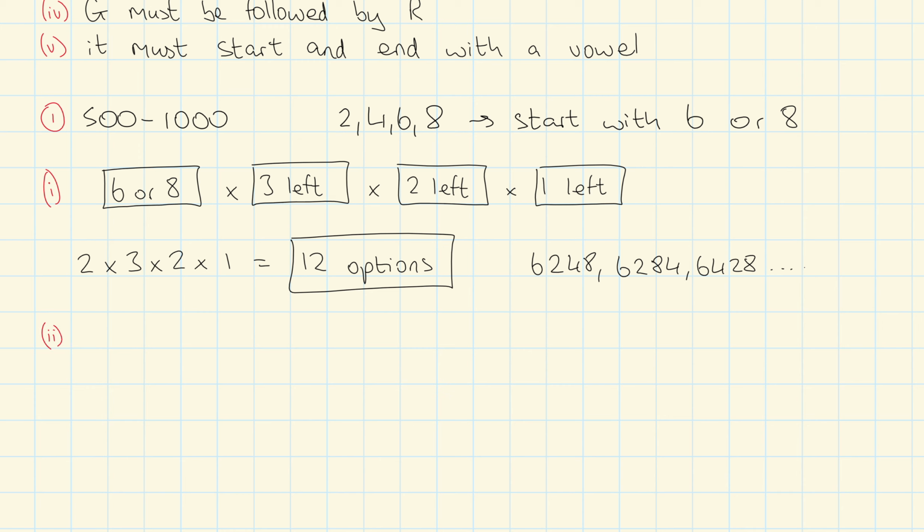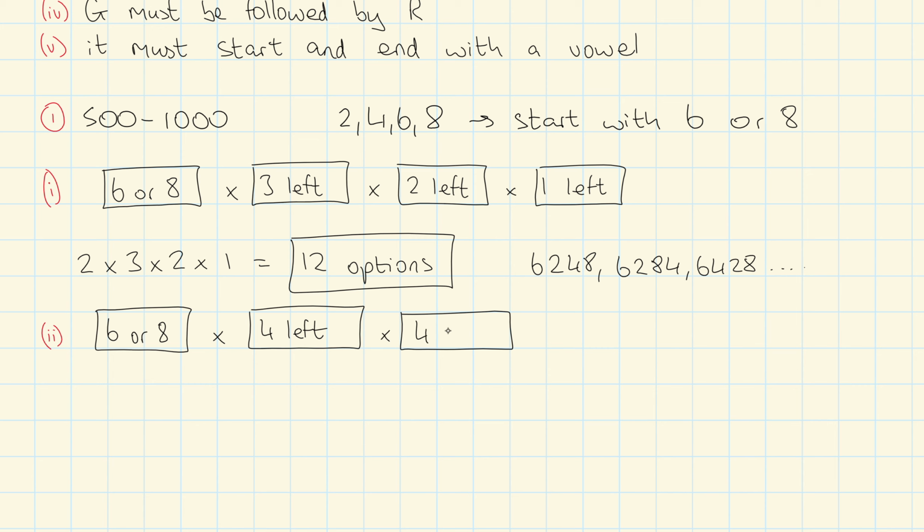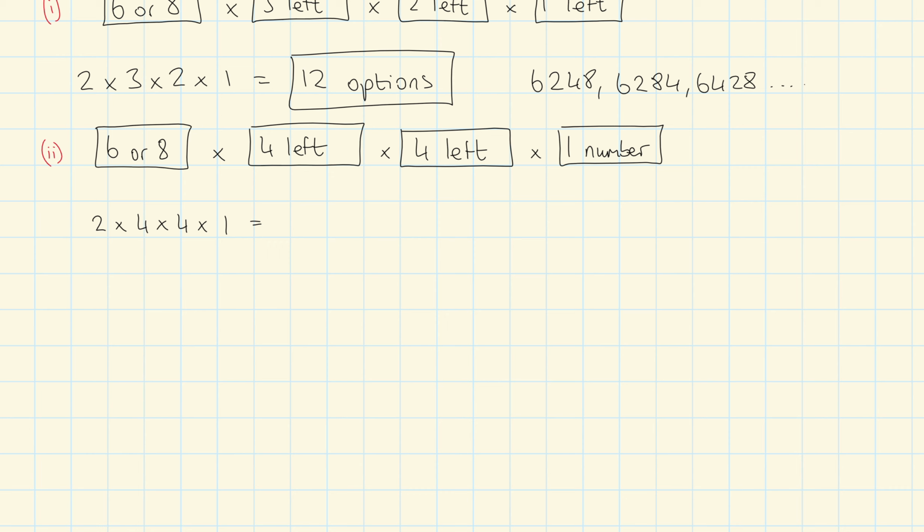Part 2 then, we're allowed repetition. Again, we have to start with 6 or 8. But this time the number goes back into the bag, so that means we have 4 left. And then we have 4 left again, we've put it back in, and then at the end we're only going to pick out one number. So that gives us 2 by 4 by 4 by 1. Into your calculator, 4 by 4 is 16, by 2, so that's 32 numbers. Okay, so that's example 1 answered using permutations.